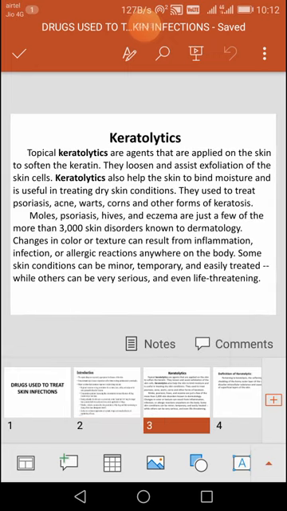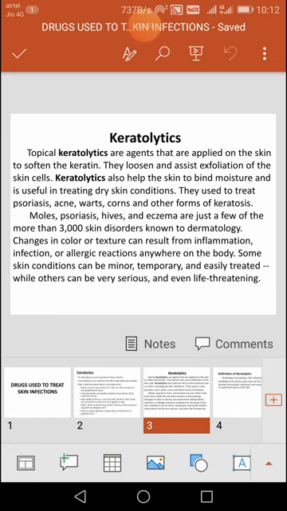So among these important skin drugs, the preparations include keratolytics. Among these keratolytics there are different types of keratolytics. We will discuss them after this introduction.